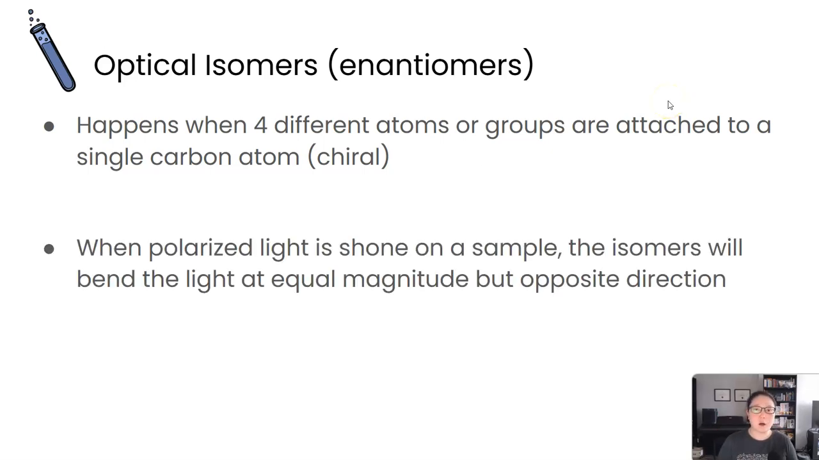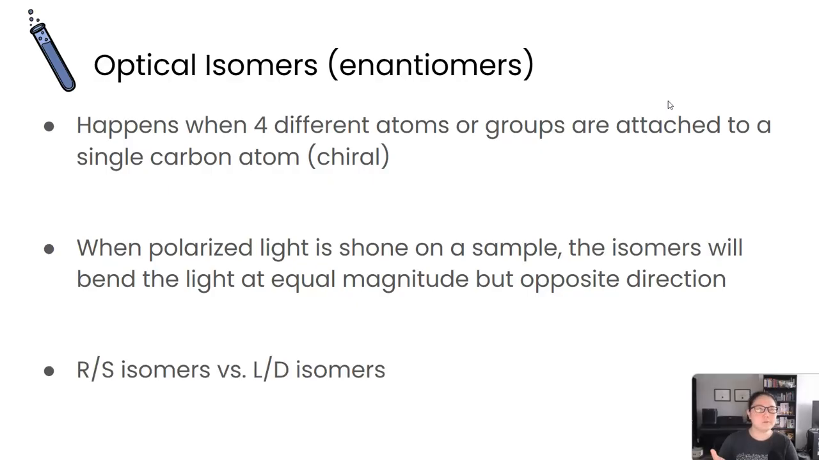Now, the optical part of optical isomer is that when you put a bunch of one of the isomers into a container, and then you shine polarized light in it, so all of the light is going in one direction, the light is going to bend in a specific direction as it passes through that sample. If you take the other isomer, put it in the container, and do the same thing, the light is going to bend by the same amount, but in the opposite direction. This is what it does to polarized light, which is why it's referred to as an optical isomer.